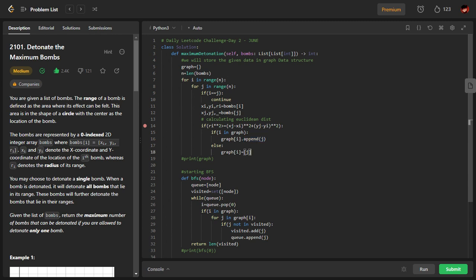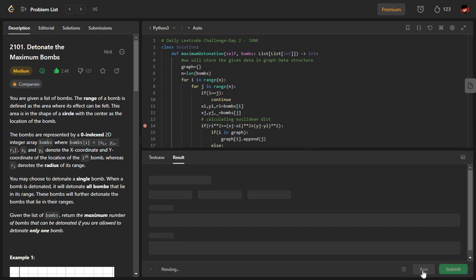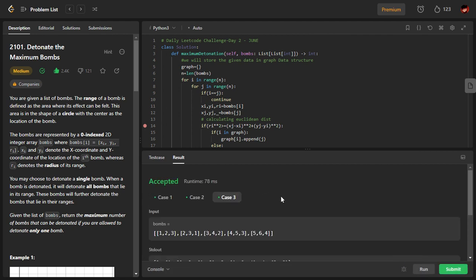So that means for the ith node, I will have all the nodes in this particular list which will be blasted if I blast i. That is the basic idea. I will just quickly print and show you how it looks, so that you will have a better understanding of how it works. We'll directly go to the third example, because that is a more comprehensive example.